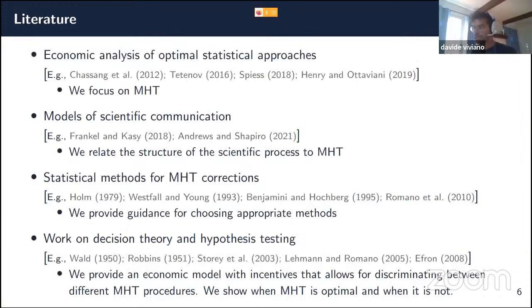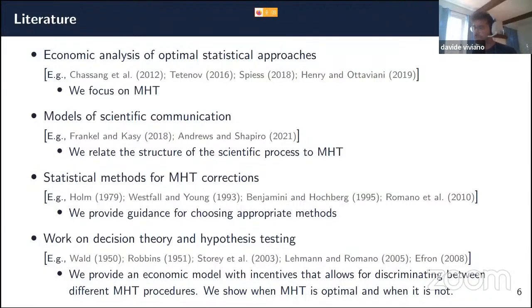So let me touch on the literature very briefly. This paper connects to the literature on economic analysis of optimal statistical approaches. But none of the papers I mentioned here focus on the problem of multiple hypothesis testing. Now, there is also some literature about models of scientific communication. And here we relate especially through our analysis of multiple outcomes and heterogeneous audience. But again, none of these papers study the problem of multiple hypothesis testing.